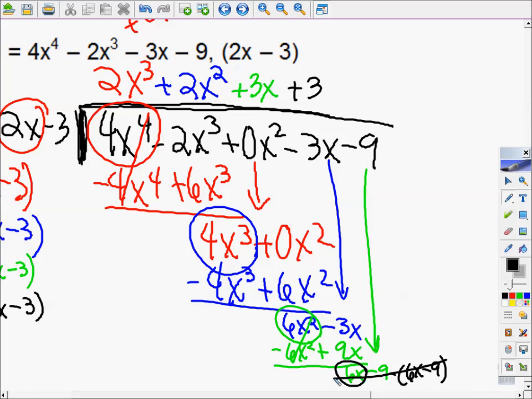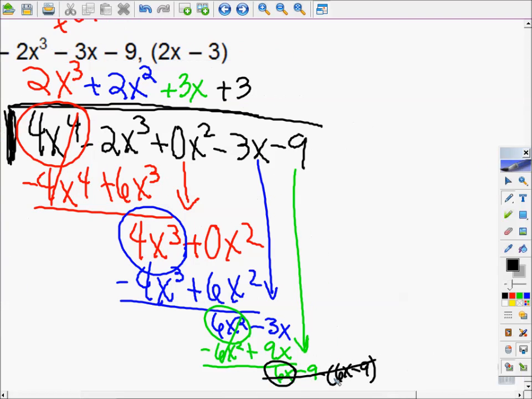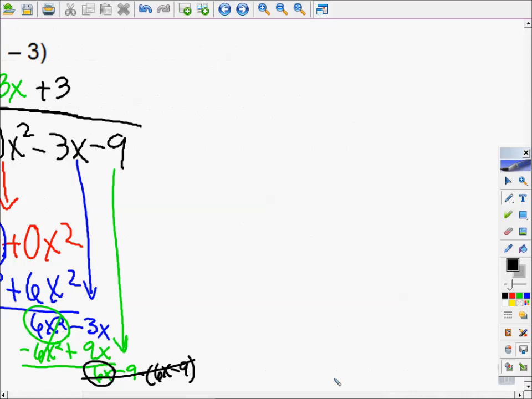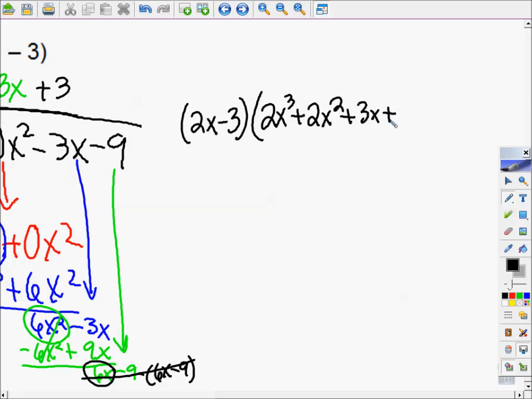All right, so now I have my factors. So I can write out my factor. So 2x minus 3, is it a factor? Why, yes, it is. It's a factor because what goes with it? 2x cubed plus 2x squared plus 3x plus 3. Okay. Is everything fully factored?